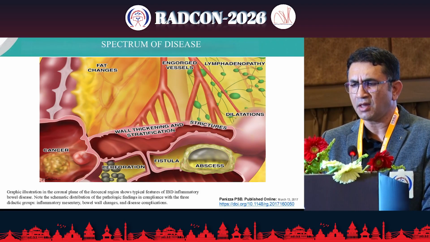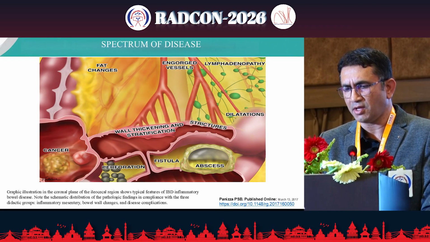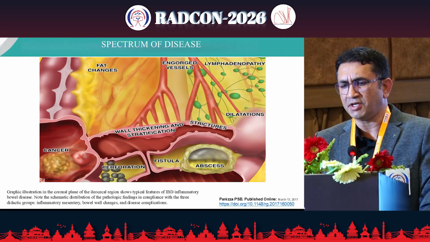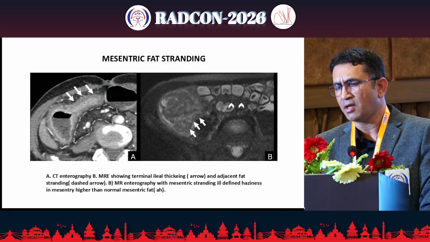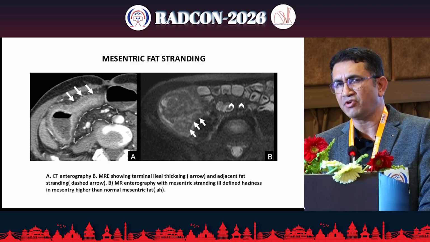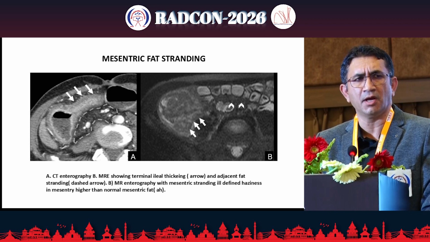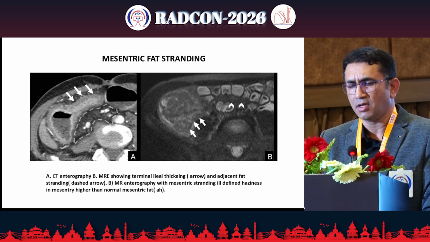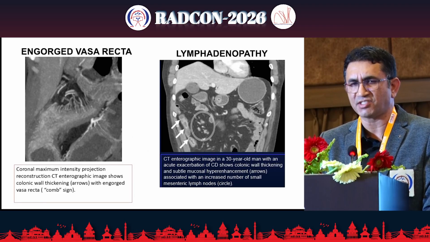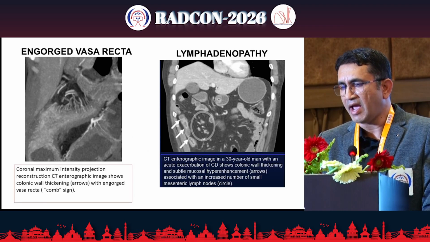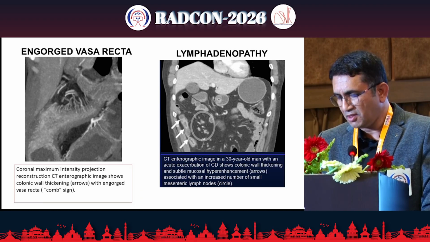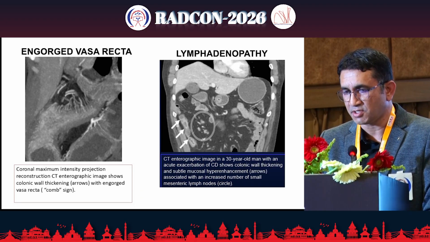Here we can see mesenteric fat stranding. This is the CT scan, where the density of the mesenteric fat is higher as compared to normal mesentery. Again, this is the MRI, where we can see mesenteric fat stranding. Mesenteric fat stranding always indicates active disease. Similarly, engorged vasa recta showing the comb sign, and lymphadenopathy, again indicate an active disease process.